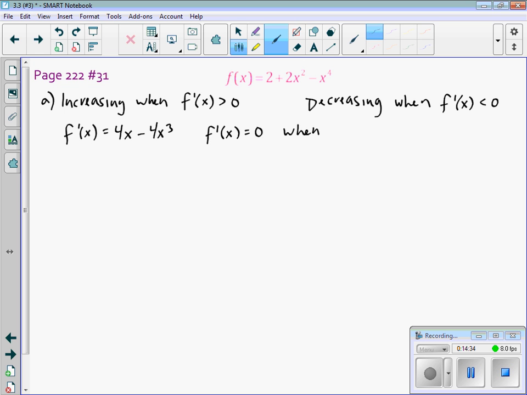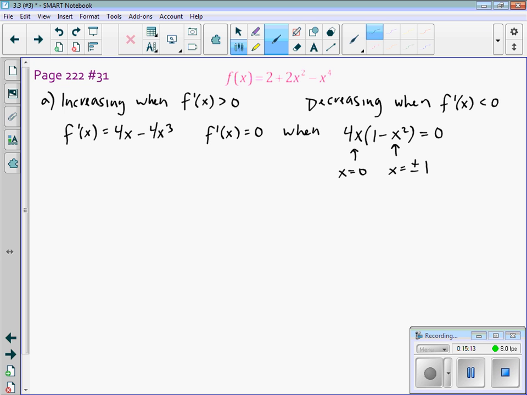So what's the easiest way to find when that's equal to 0? Take out a 4x. Do not just move one of them to the other side and divide by an x, because then you're getting rid of one of your answers. If you cancel an x out, you're actually getting rid of an answer there. So take a 4x out. If you can factor, it's always good. This turns into 1 minus x squared. Then you set each of these to 0. If I set this to 0, I get x is 0. If I set this to 0, what do I get? Plus or minus 1.